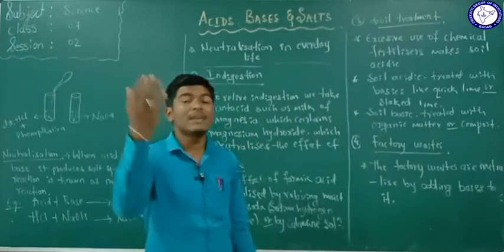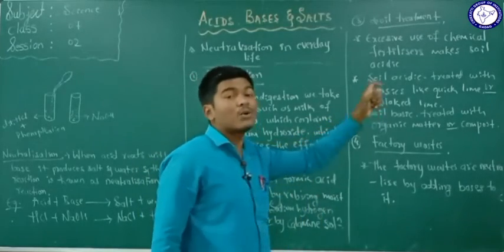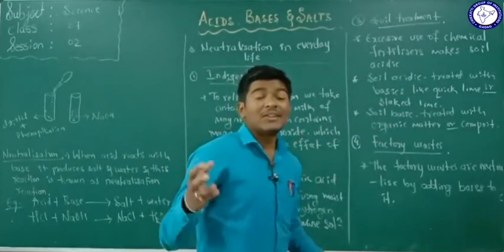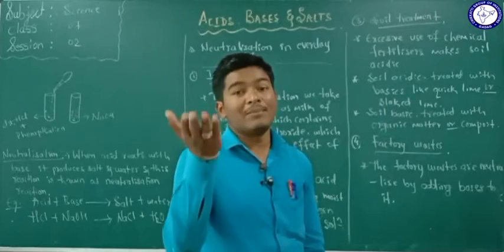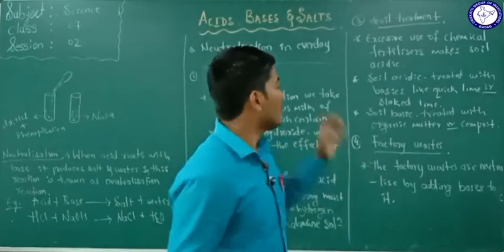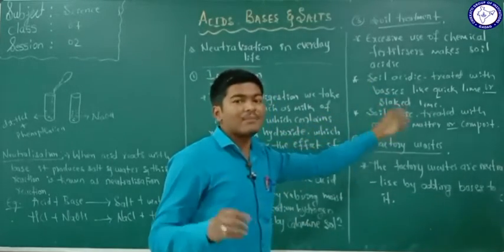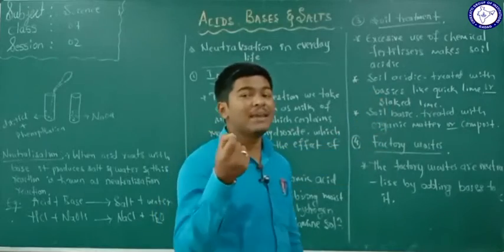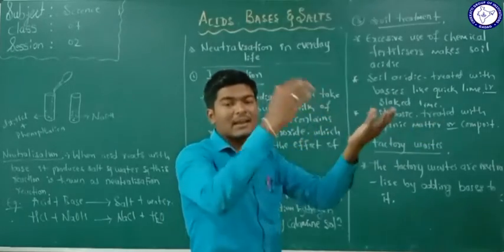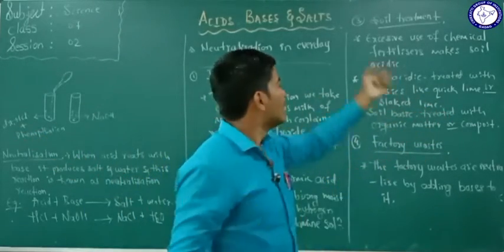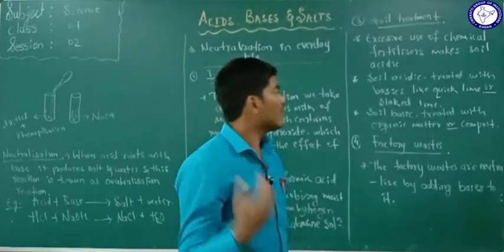So when the soil is acidic, what are we going to do? When the soil is acidic, it will be treated with bases like quick lime or slaked lime. If due to the heavy use of chemical fertilizer the acidic property of the soil increases, we can treat that soil with quick lime or slaked lime. This quick lime or slaked lime is a basic material. When acidic material is mixed with basic material, it neutralizes the reaction, the soil will be neutralized, and that soil will be helpful to grow plants and get a good yield.